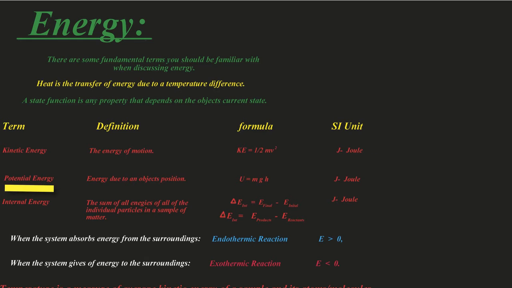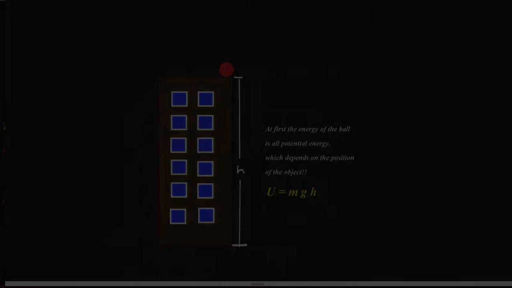The potential energy, instead of dealing with the energy of motion, it's going to be the energy of position. So depending on how high up an object might have in its mass, it'll have a specific potential energy in joules. I made a little video for you guys to see the difference between potential and kinetic energy.